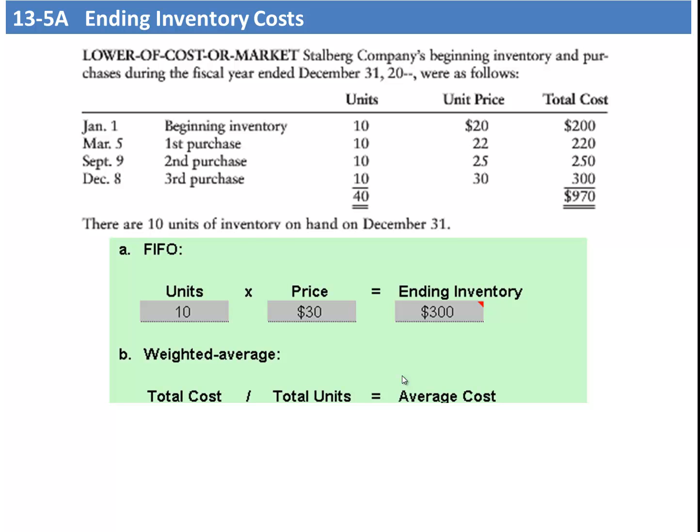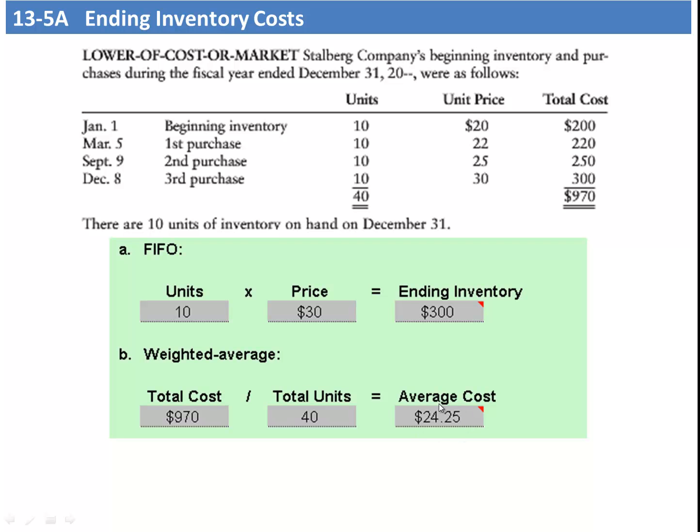The weighted average method is where we take into account that there's a change over time in the unit price, and we're pretty much going to average it all together. So the first thing we do is find our average cost by taking total cost, which in this scenario is $970, divided by the total of the 40 units, which means that we had an average cost of $24.25.